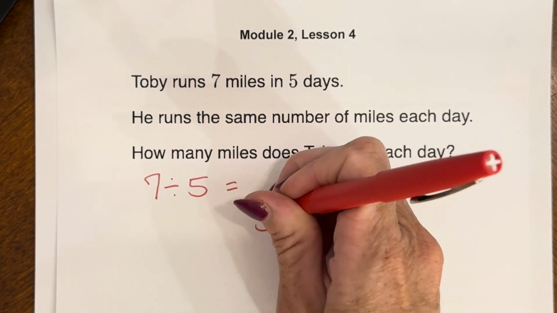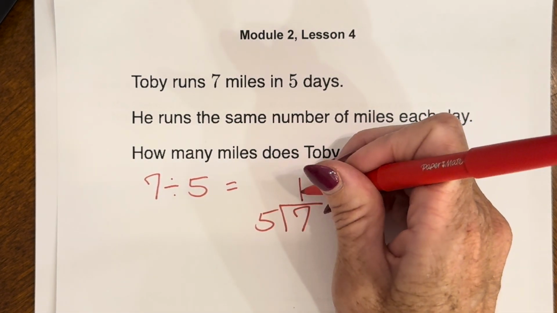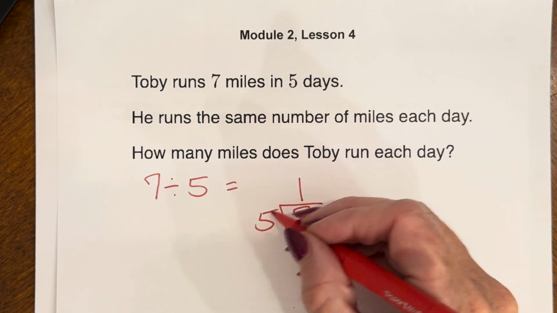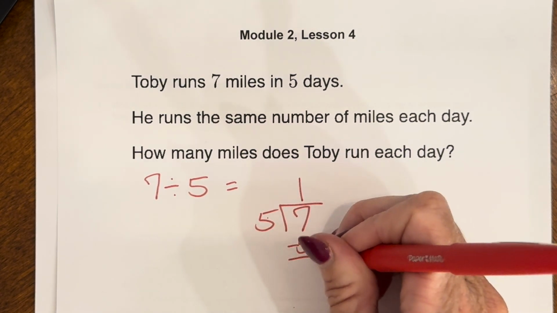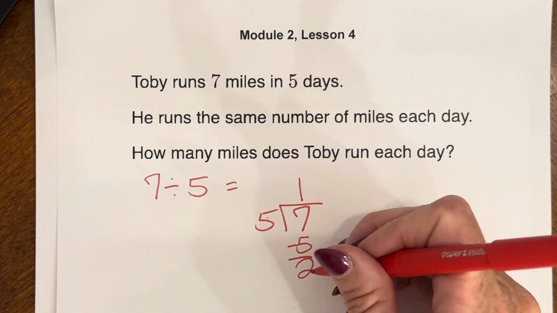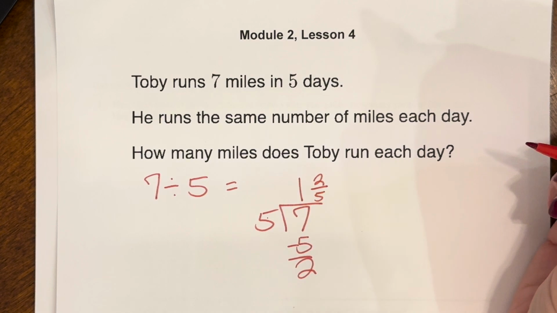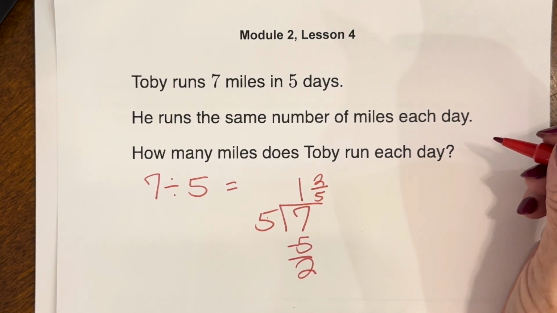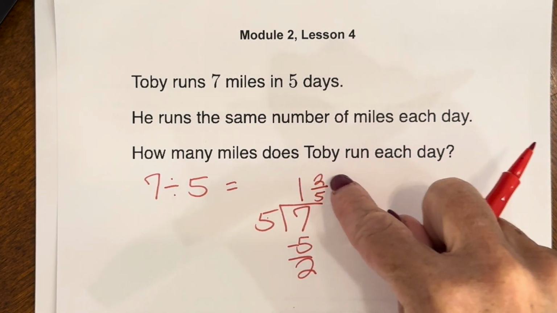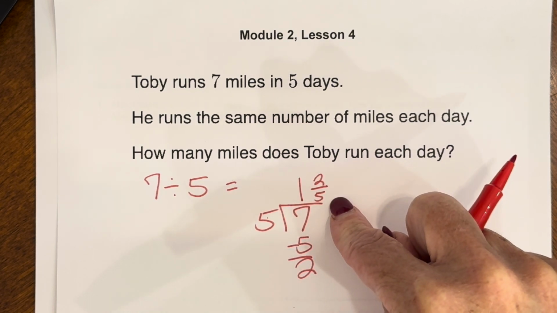7 miles by 5 days. So I have one group I can make. One group of 5 is 5, and I have a leftover 2. So this becomes my numerator, and this becomes my denominator. So I'm going to say that Toby's going to run 1 whole mile and 2/5 each of the 5 days.